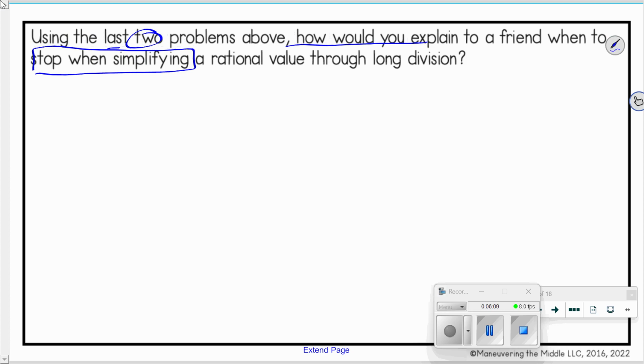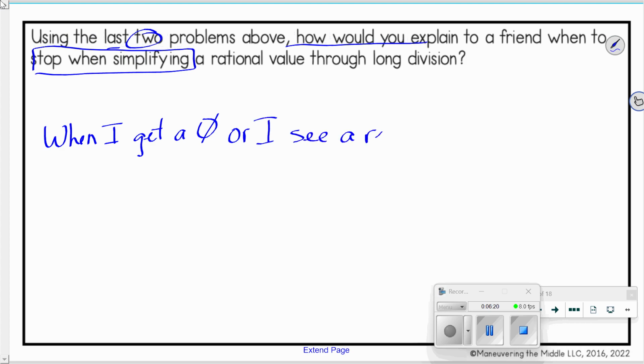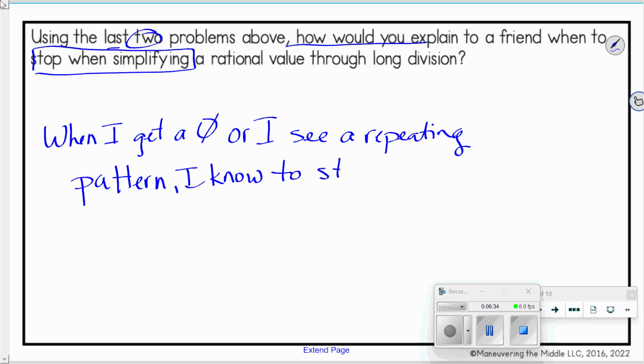Good. So, when I get to a 0, or I see a repeating pattern, I know to stop. Although I did like Carson's thought of understanding it's a word problem and it's money, then I know I'm not going to go past the third decimal place. So using the problem in context will also give you an idea of when to stop.